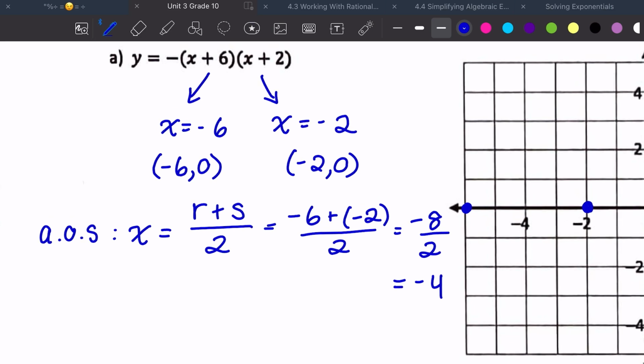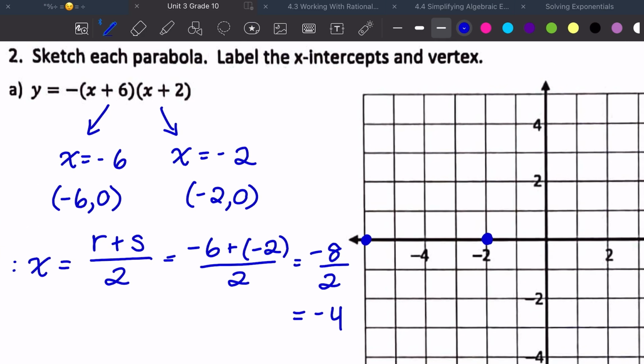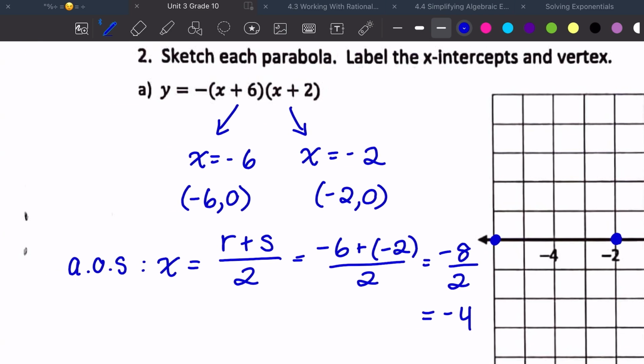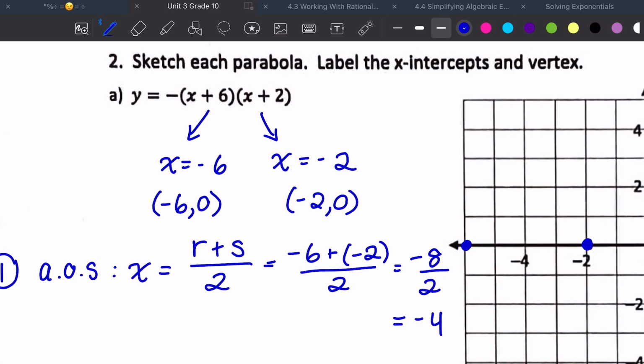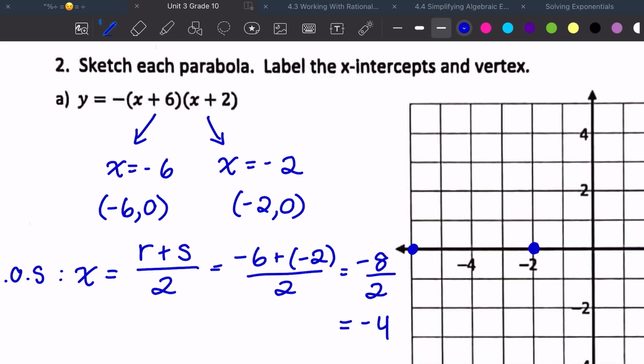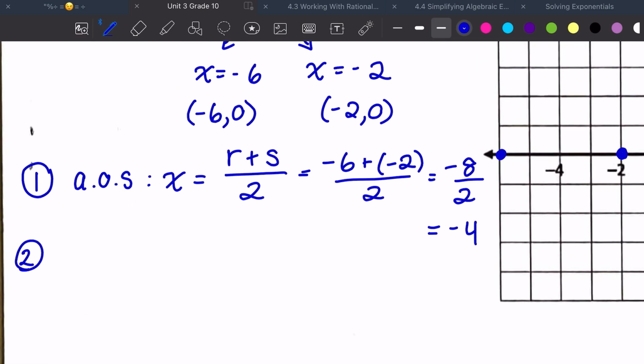So I know my x value of my vertex is at -4, but I don't know if I'm going up or down. I can tell that this should open downwards because A is negative, so I should be frowning. But I don't know how high up to go. So once you have your axis of symmetry, to find the y value, or where I should be plotting this vertex, we have to take this value and plug it back into our original equation if I want to know what y is.